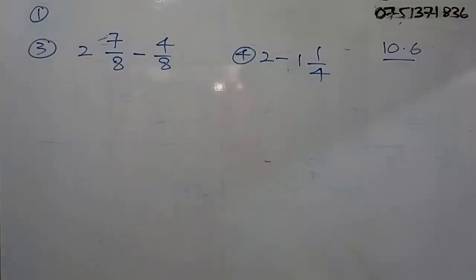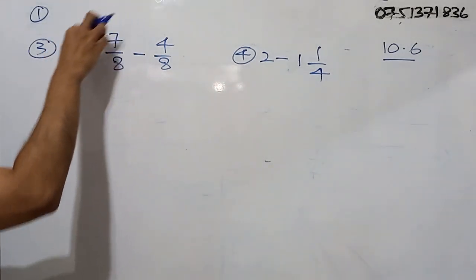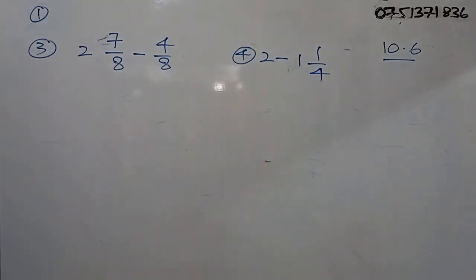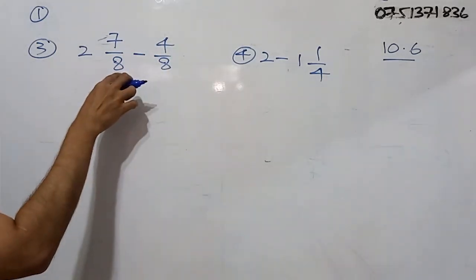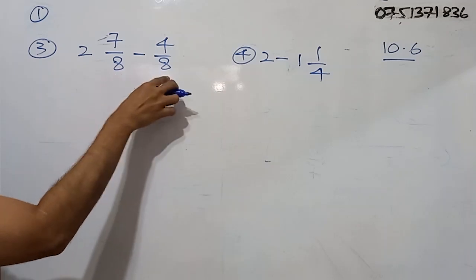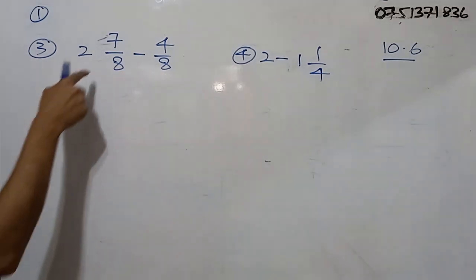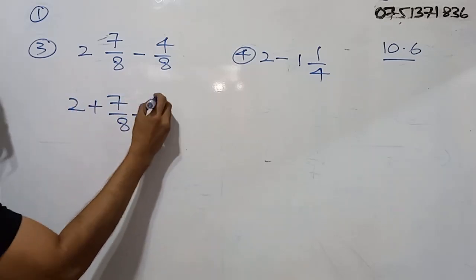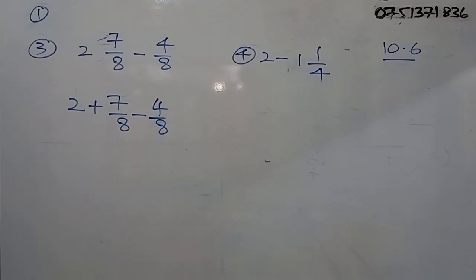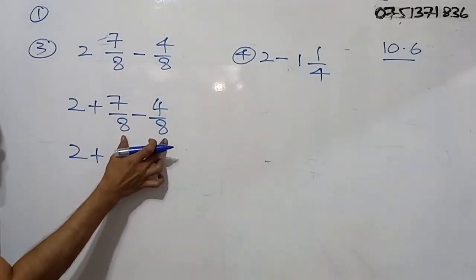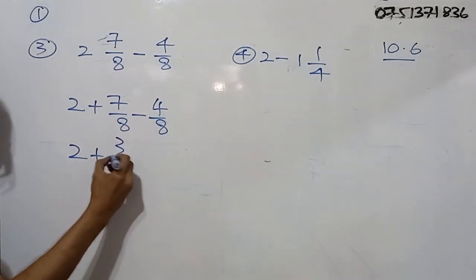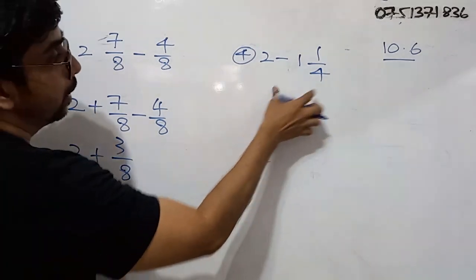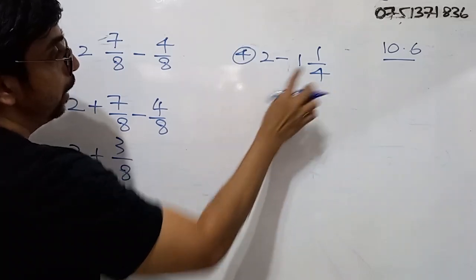Okay, third one. So here we have a mixed number. This is not a mixed number, the other one. So it's a proper fraction. So simply, what do we have to do? We have to simplify the fraction parts. So we can expand this or rewrite this. 2 plus 7 by 8 minus 4 by 8. So 2 plus, what's the outcome of this? 3 by 8. So 2 and 3 by 8. That's the answer. Right. Here we have a whole number and a mixed number.